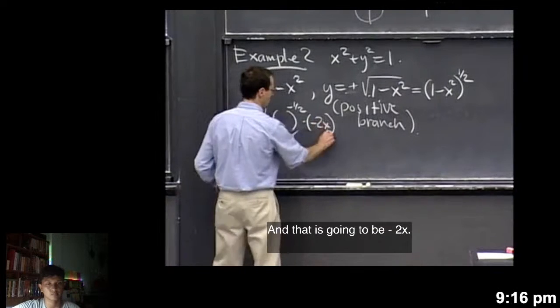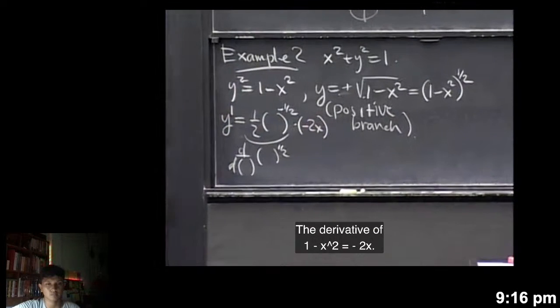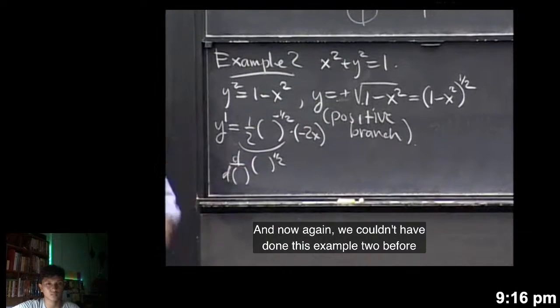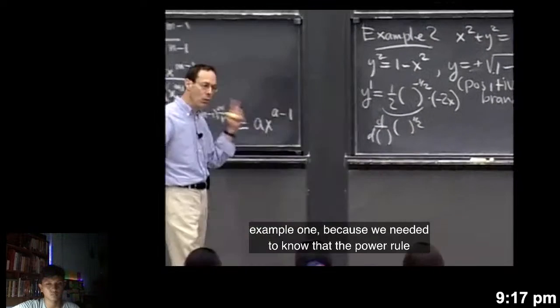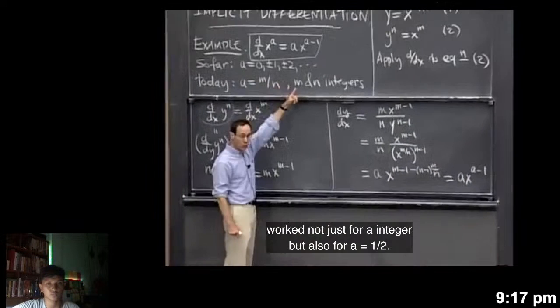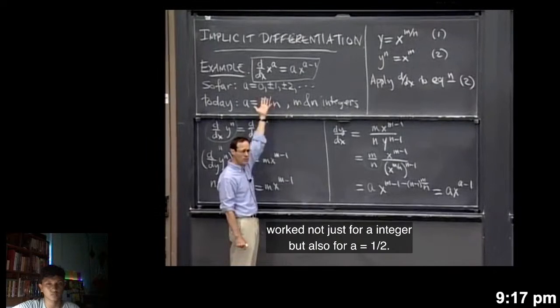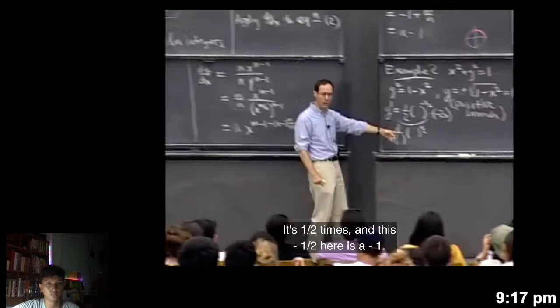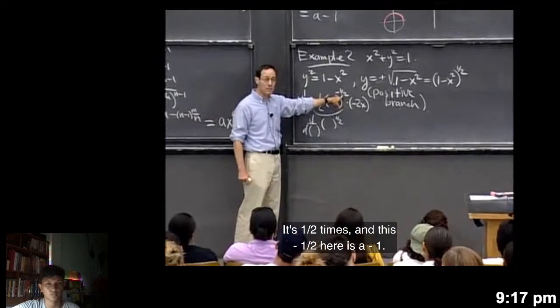And now, again, we're glomming everything together here. We couldn't have done this example 2 before example 1, because we needed to know that the power rule worked, not just for a integer, but also for a equals a half. We're using the case a equals a half right here. It's 1/2 times, and this minus a half here is a minus 1. Right, so this is the case a equals 1/2, a minus 1 happens to be minus a half.